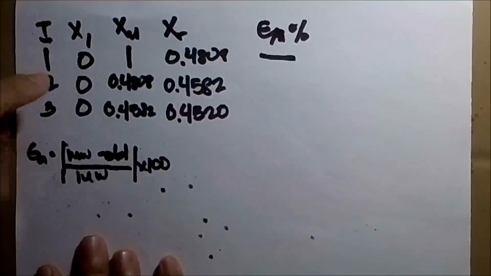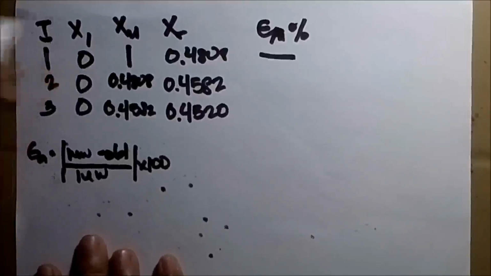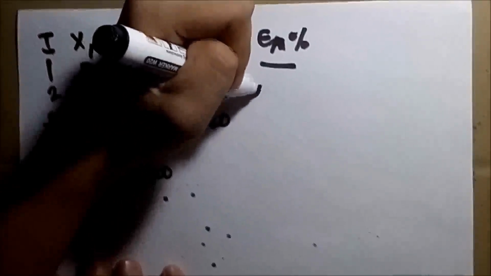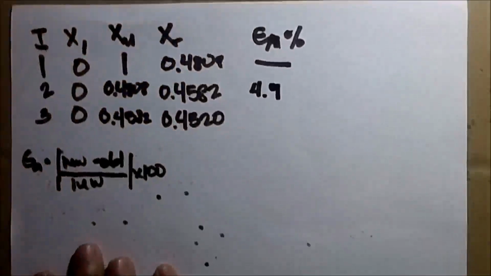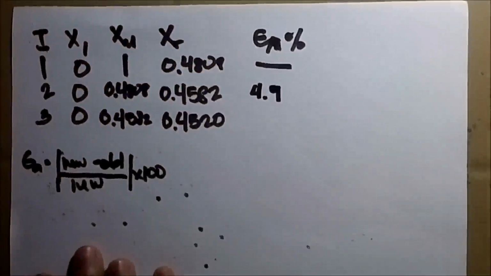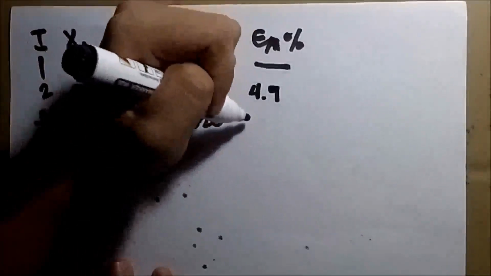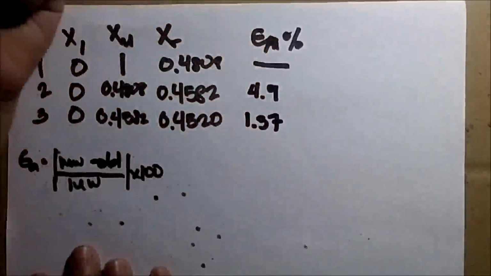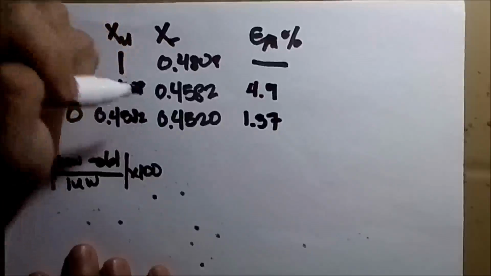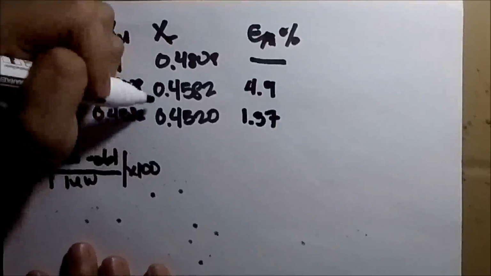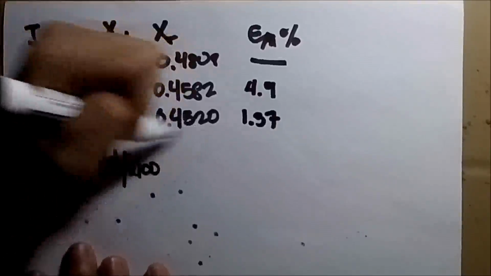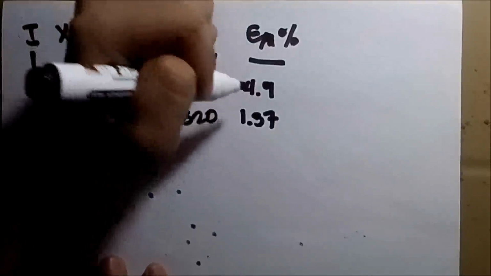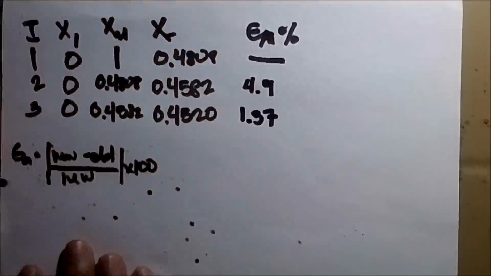In the second iteration, the approximate relative error is 4.9%. In the third iteration, the approximate relative error equals 1.37%. When we divide this number over the new value, the percentage arises.